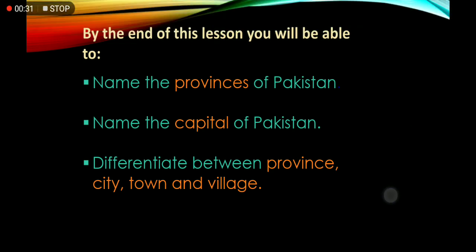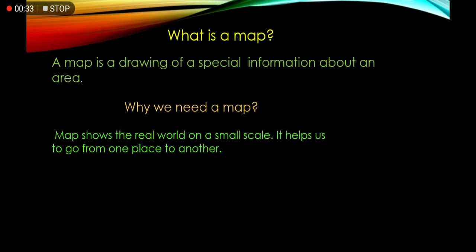I think the word map seems new to you. Don't worry, I'll tell you about map. Now the question comes in your mind, what is a map? A map is a drawing of special information about an area. To explain this, just think you have gone to a new school and you don't know where your classroom or your principal's office is. So, a map of the school will help you to find where your class or your principal's office is.